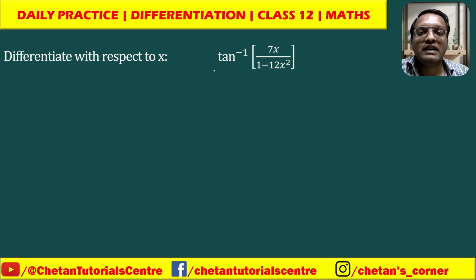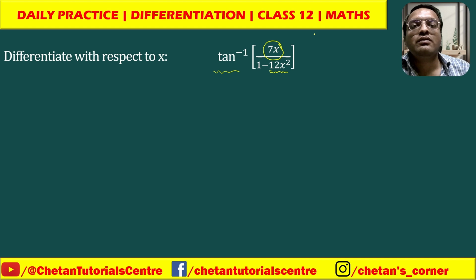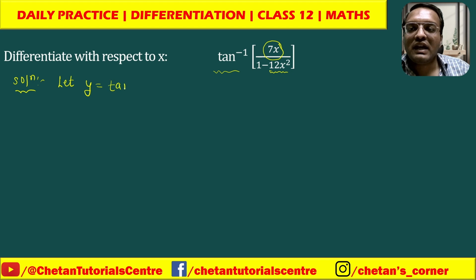Here you can see that we have the function of tan inverse and inside the bracket we have 7x divided by 1 minus (12x) square. Let's start solving this question. Solution. First, we will assume the given function as y. Let y is equal to tan inverse of 7x upon 1 minus 12x square.